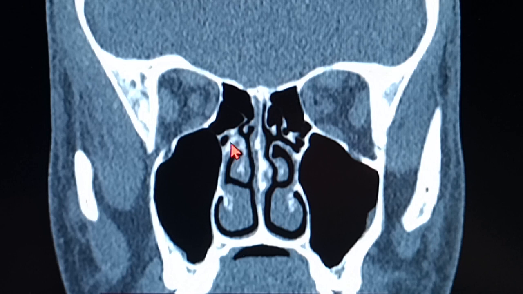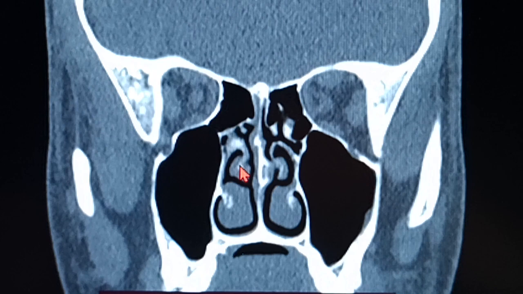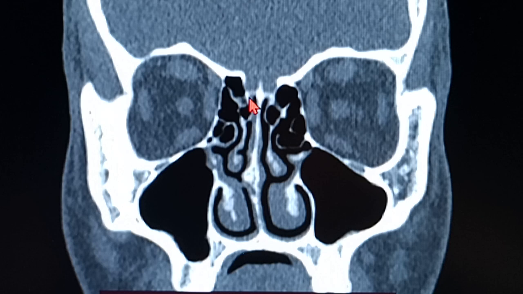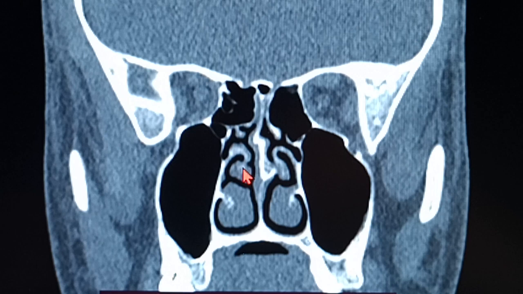So just near this area, if you go posteriorly, you will see the posterior sphenopalatine canal behind the posterior wall of the maxilla. So this was all about the basic anatomy of the three turbinates which we see. Sometimes you can see the supreme turbinate, but I don't think I can see it in this case. This is a superior turbinate. No, I don't think so.